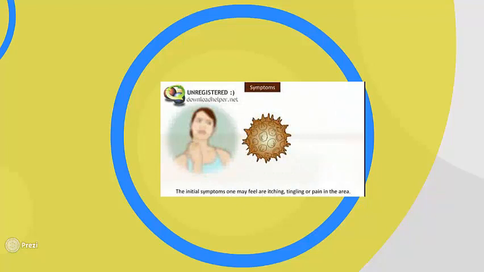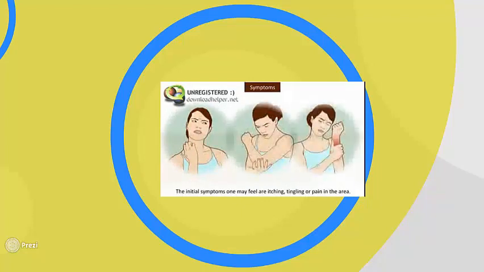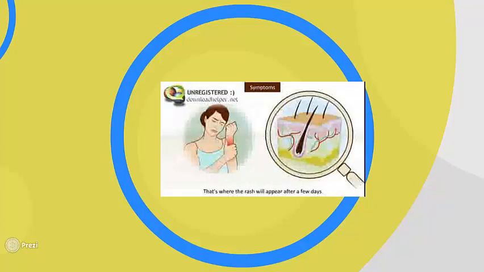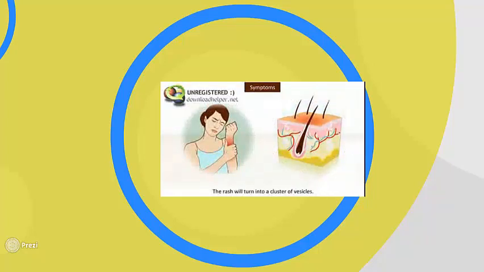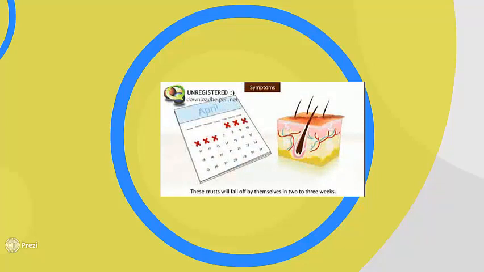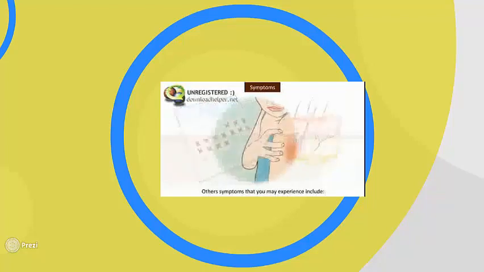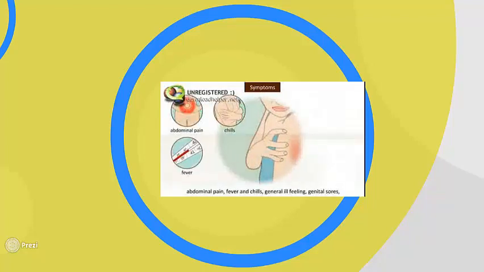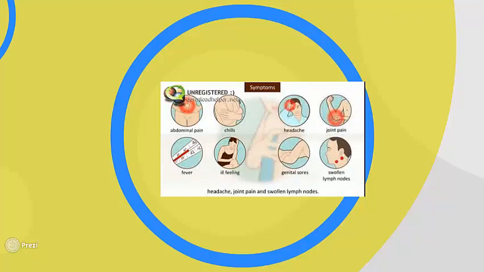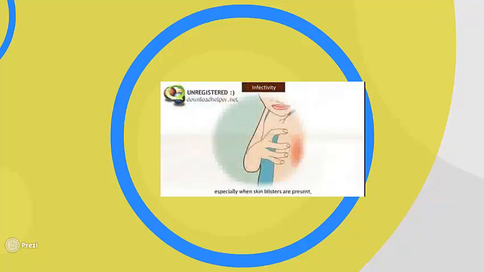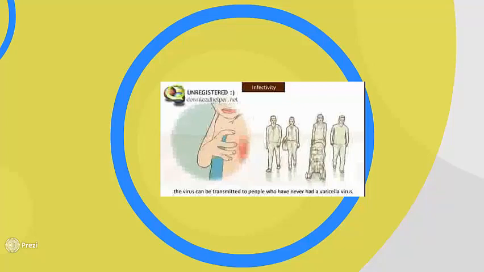The initial symptoms one may feel are itching, tingling, or pain in the area. That's where the rash will appear after a few days. The rash will turn into a cluster of vesicles. Then these vesicles break into small sores which will dry and form crusts. These crusts will fall off by themselves in 2 to 3 weeks. Other symptoms that you may experience include abdominal pain, fever and chills, general ill feeling, genital sores, headache, joint pain, and swollen lymph nodes.